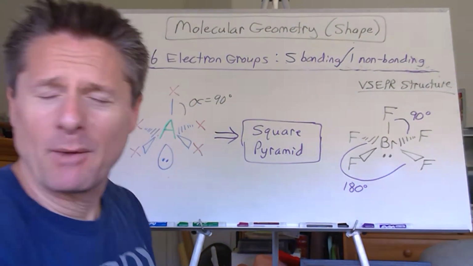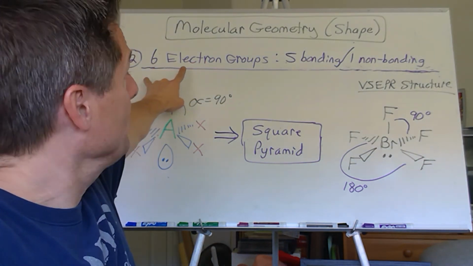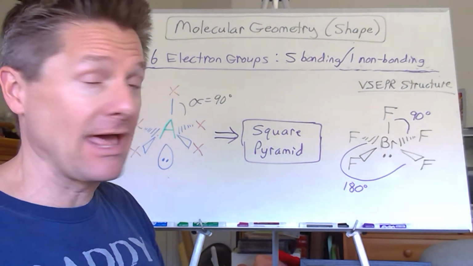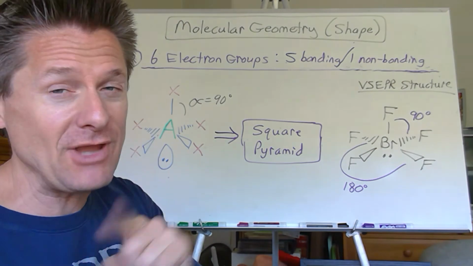All right, let's mess up our beautiful symmetric octahedral shape. So now we got 6 electron groups. 5 are bonding, 1's non-bonding. So you've got an octahedral electron group geometry, but not an octahedral molecular shape or geometry.